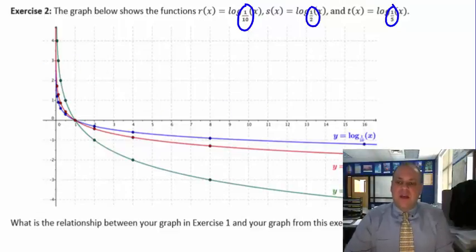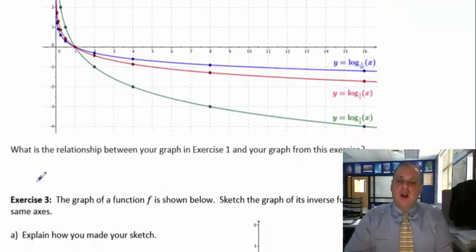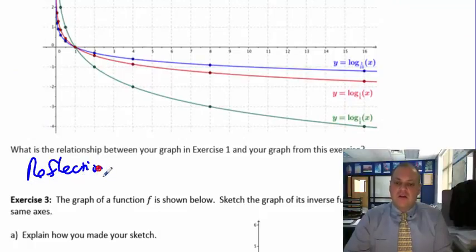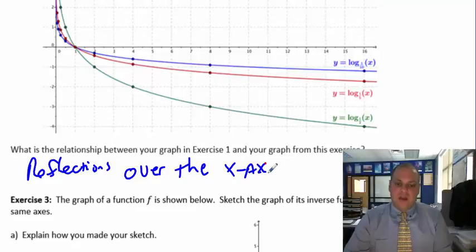So what happens? These functions are reflections compared to the last exercise over what? Reflections over the x-axis. You probably noticed that immediately. Okay, these are reflections over the x-axis from our first exercise.